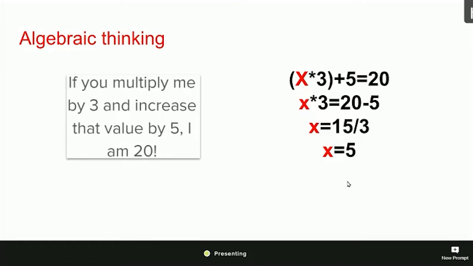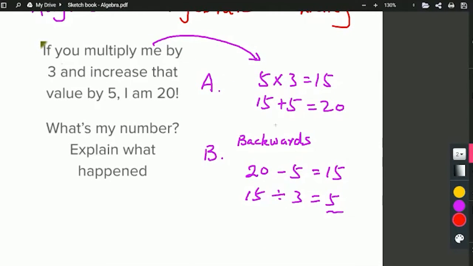And why do we need this algebraic thinking? Let's go back to our sketchbook. Like I said, without algebraic thinking, if I change the question a little bit, let's say we multiply me by 13 and increase that value by 15, and I am 2020. Okay, I change this question a little bit, then our original approach won't work. We cannot see what me is, but we can still work with algebraic thinking.